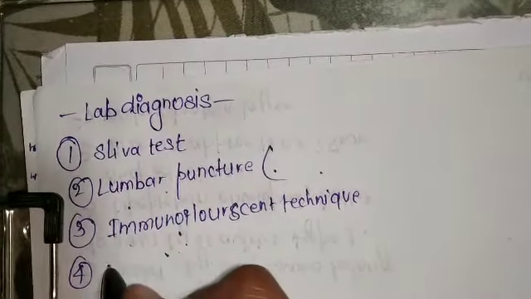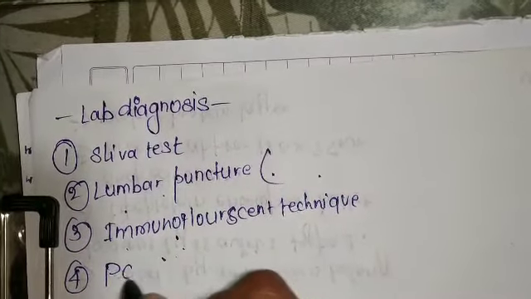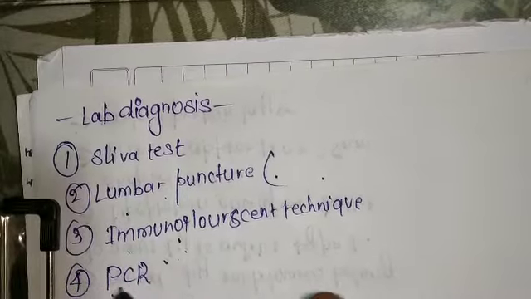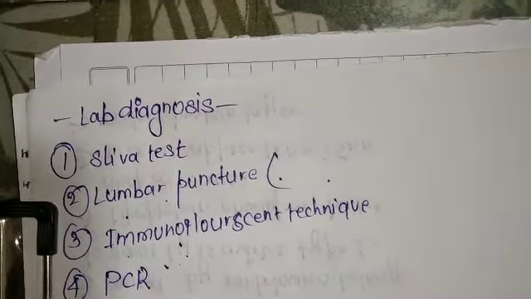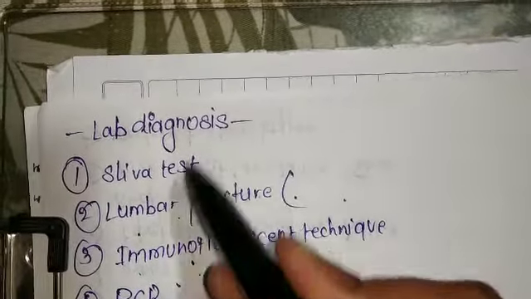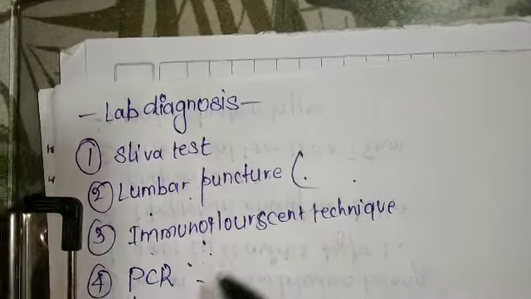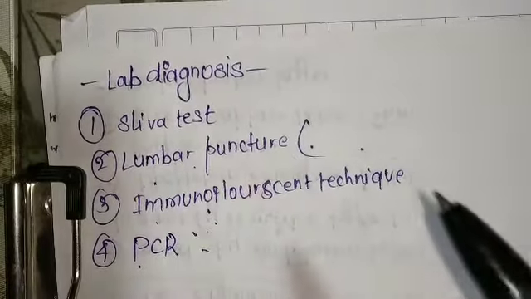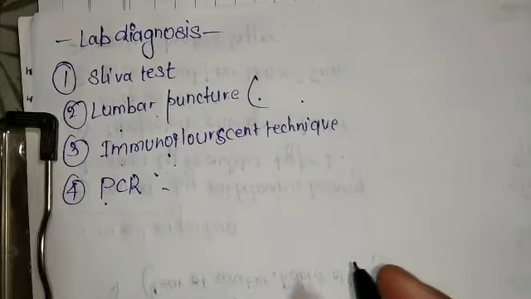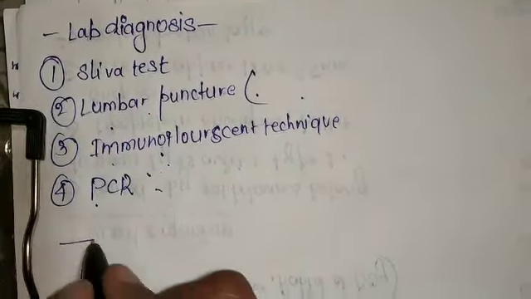One more technique is there. We'll use PCR, polymerase chain reaction, and there they will get information about the antigen of the rabies virus. Now we'll see the treatment.